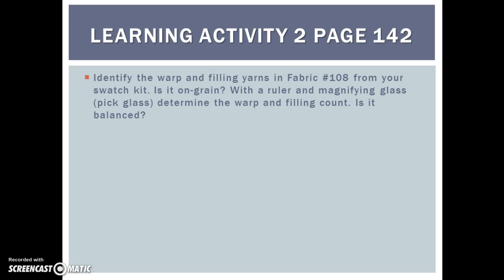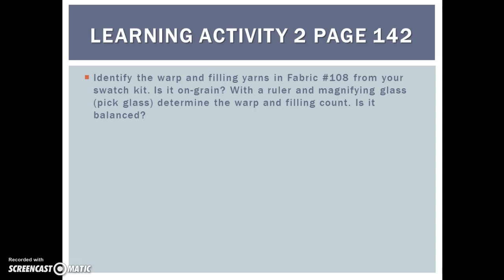On page 142, look at the learning activity. It asks you to identify the warp and filling yarns in fabric 108 from your swatch kit. Can you tell if it is on grain? Use a ruler and the magnifying glass, also called a pick glass, that came with your swatch kit to determine the warp and the filling count. Can you tell if it is a balanced count?